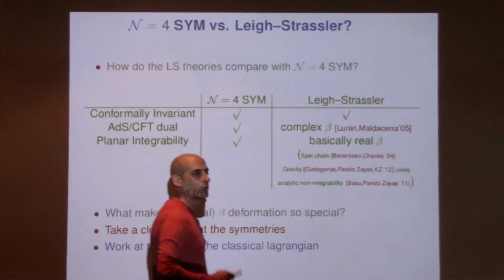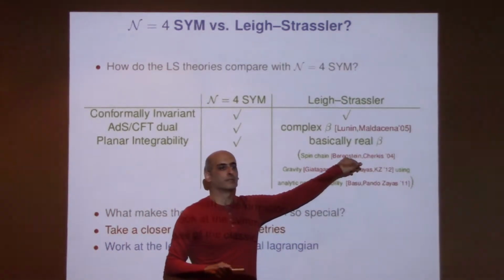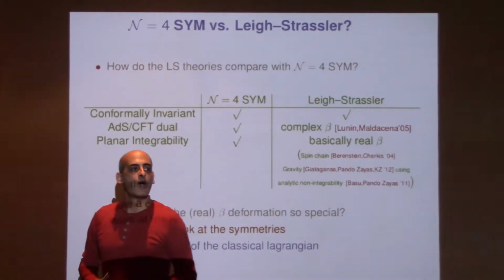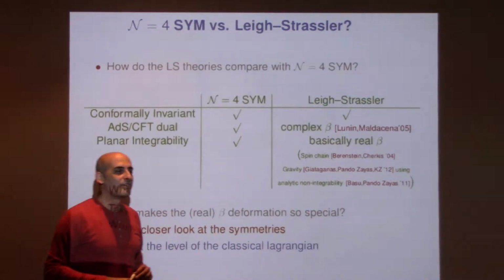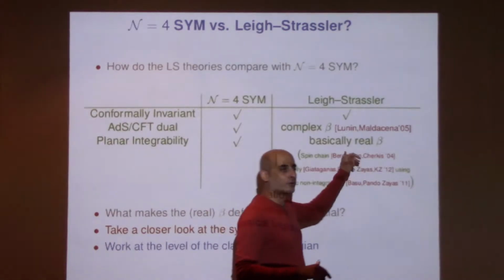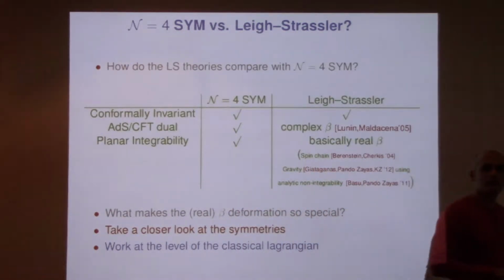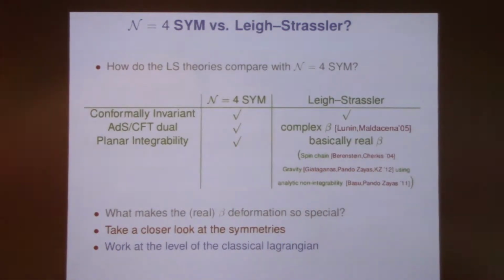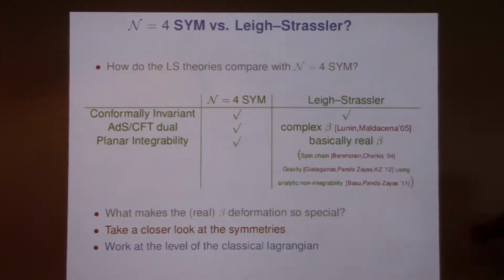And originally people had hopes that for the general Leigh-Strassler theory, you'd also get an integrable spin chain, and it was work of David together with Sergei Cherkis, I think mainly, which put a kind of damper on these expectations. They showed that the S matrix that you get for the particular spin chains that you would get for the general theory does not satisfy Yang-Baxter, and so basically that kind of killed that idea from the spin chain side.